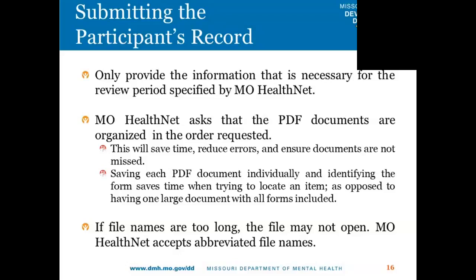MoHealthNet asks that the documents are organized in the order that was requested. This will save time, reduce errors, and ensure documents are not missed. Saving each PDF document individually and identifying the form saves time when trying to locate an item, as opposed to having one large document with all the forms included. If file names are too long, the file may not open. MoHealthNet does accept abbreviated file names.